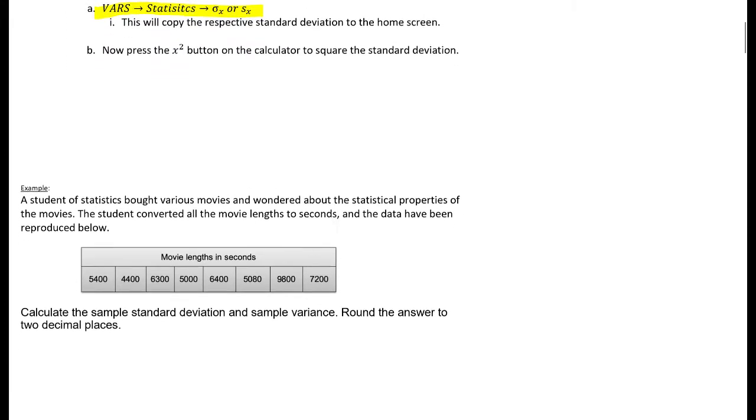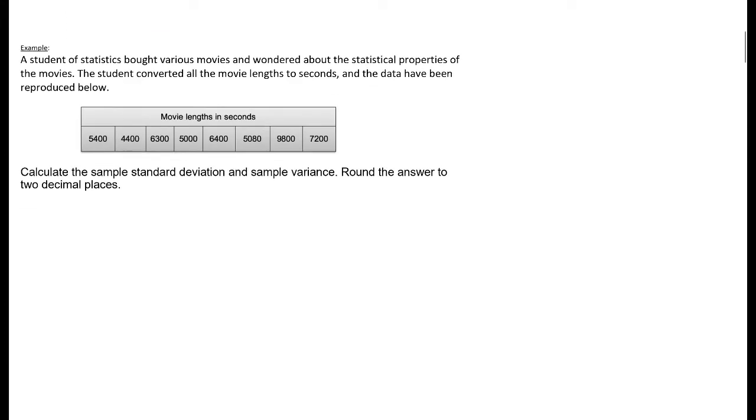For example, a student of statistics bought various movies and wondered about the statistical properties of the movies. The student converted all the movie lengths to seconds, and the data have been reproduced below. Calculate the sample standard deviation and the sample variance. Round your answer to 2 decimal places. So the first thing we need to do is input this data set into the calculator.